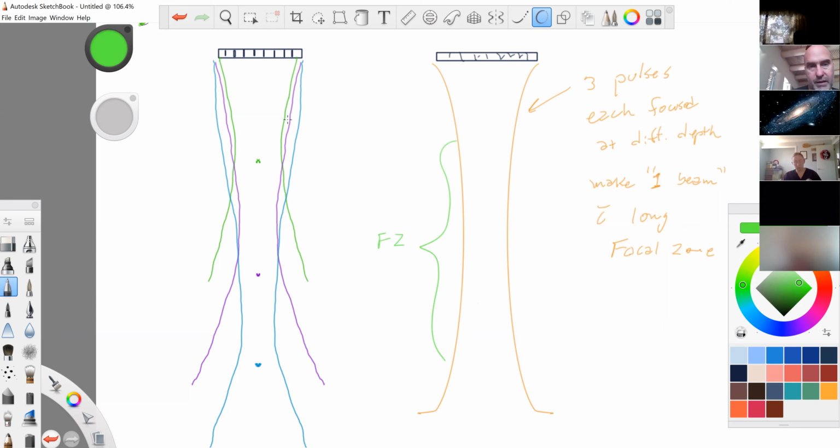Whereas for any one of these, that's the focal zone for the green. Let's see, purple. Okay, close enough. That's the focal zone for the purple, and then for my blue one, that was the focal zone. But you see those 3 focal zones overlap.